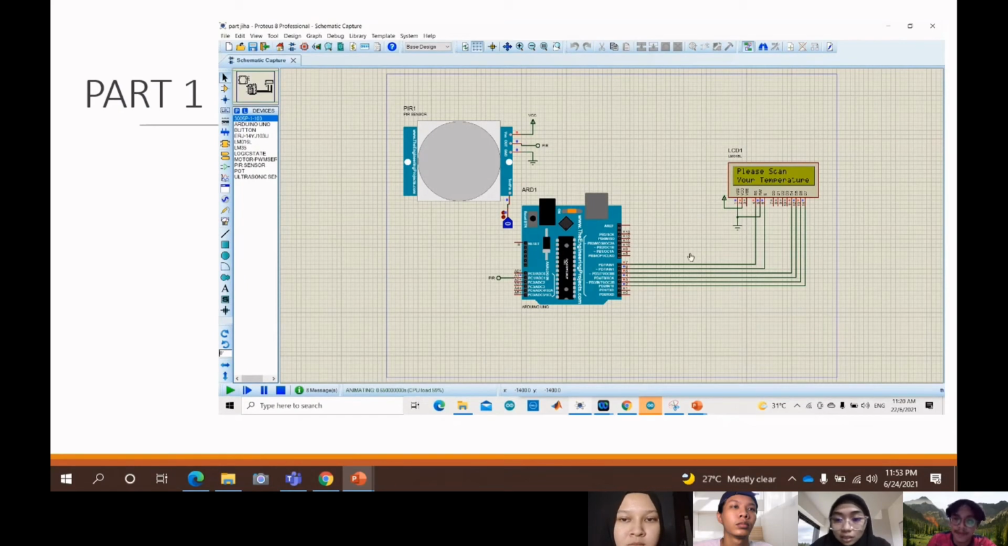So as you can see, it will appear please scan your temperature. This is based on the motion detect. And next it will appear hi welcome. This is because when there are no motion detect.